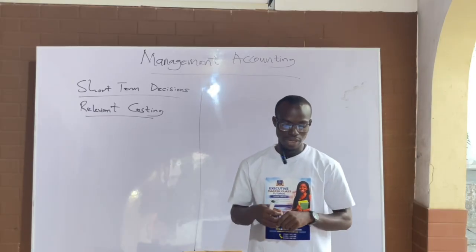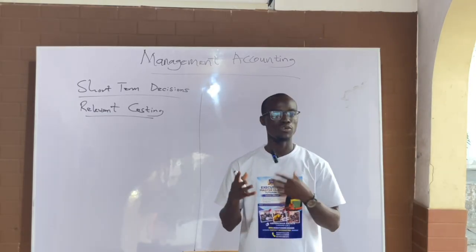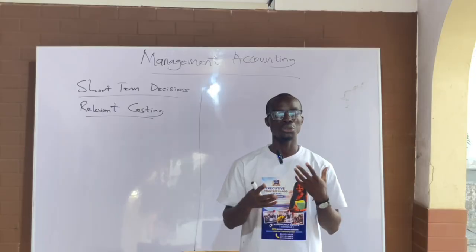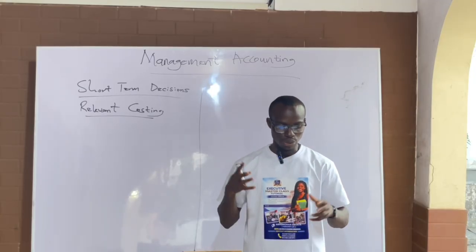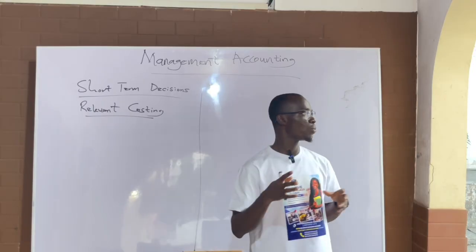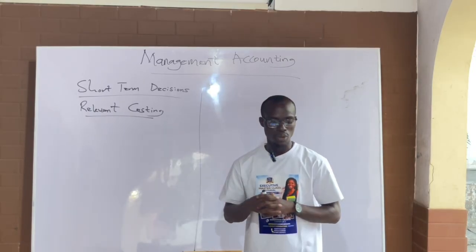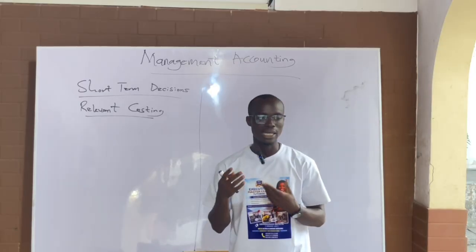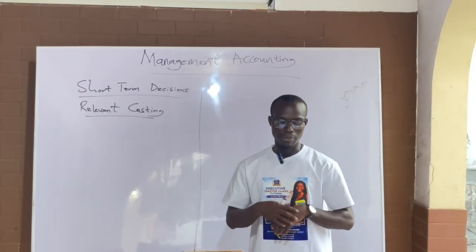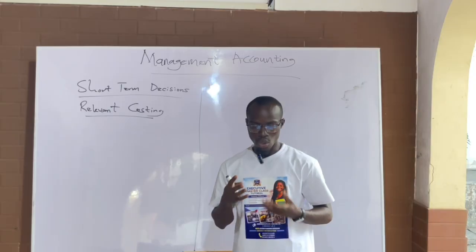Then we also have a specific overhead. Specific overhead, in terms of electricity and maintenance, all these things form part of relevant cost. We also have opportunity cost. Opportunity cost is also a relevant cost. We also have variable cost. All these things are examples of relevant cost. So we have to know all these things.